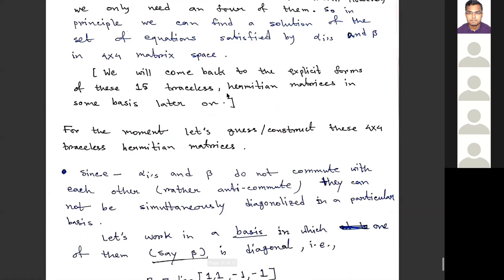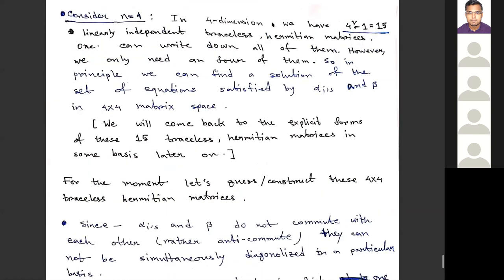Now in 4 dimensions, how many independent traceless Hermitian matrices can we have? n square minus 1. So n is 4, that means 4 square minus 1 is 15. So we can have 15, and there are a lot of choices. Whether all of them anti-commute or not, we need to check. But the point is, there exist at least 15 linearly independent traceless Hermitian matrices. So I can take any 4 of them and check whether they anti-commute with each other.